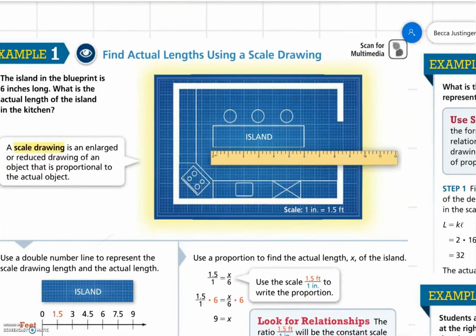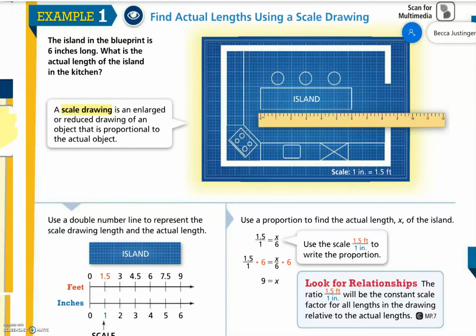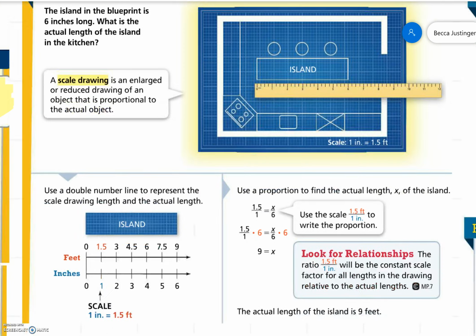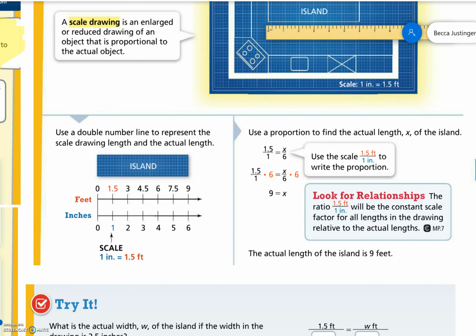Example number 1. Find the actual lengths using a scale drawing. The island on the blueprint is 6 inches long. What is the actual length of the island of the kitchen? A scale drawing is an enlarged or reduced drawing of an object that is proportional to the actual object. Use a double number line to represent the scale drawing and the actual length. So every inch is equal to 1.5 feet. So 1 inch is 1.5, 2 inches is 3, 3 inches is 4.5, and so on.